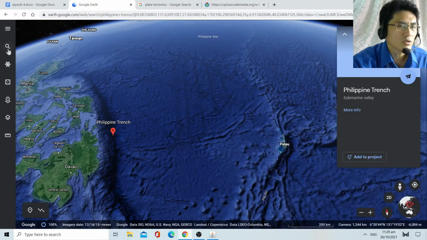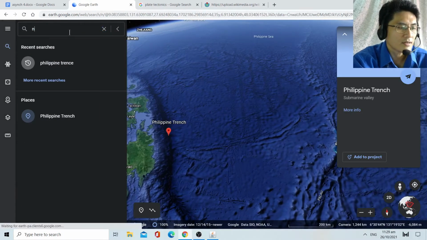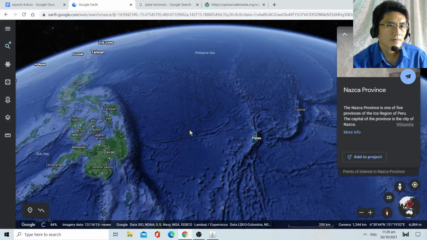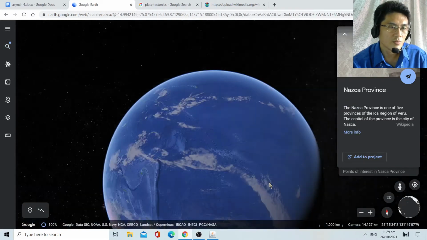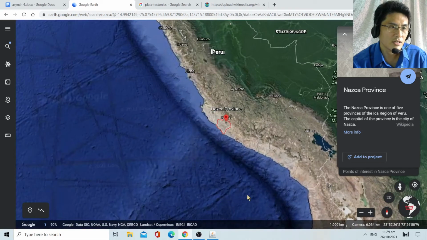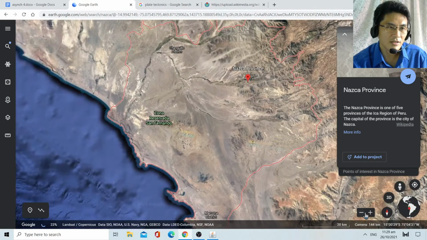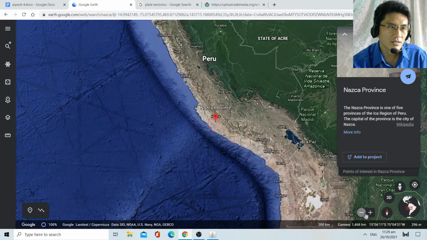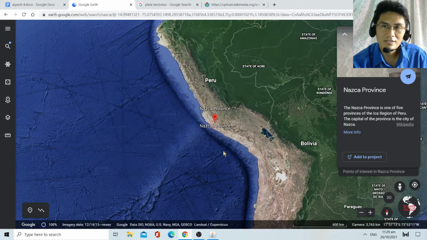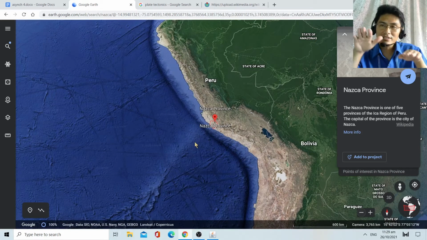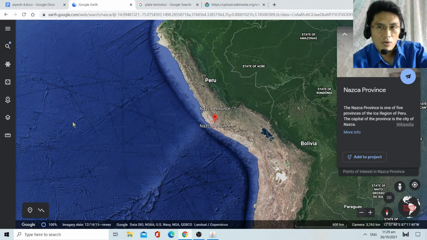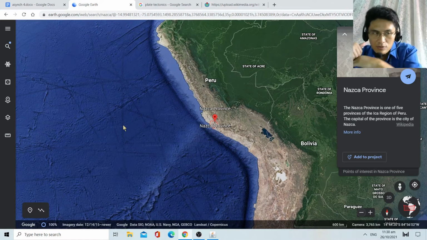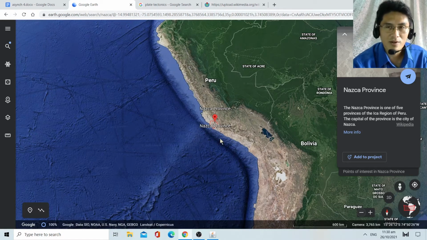If we search in Google Earth, Nazca, right? And it zooms in near the South American continent. What do you notice? You have this very deep part. That's the trench. So it's the part of the continental plate that's being dragged downwards as the oceanic plate goes under the continental plate. So there's some dragging part, so there's a deep part of the ocean there.